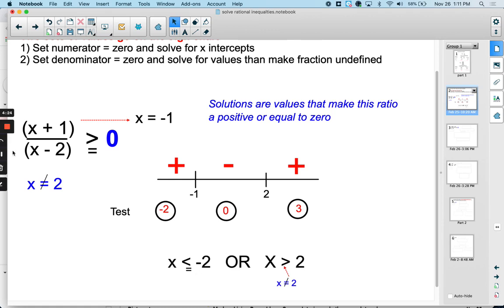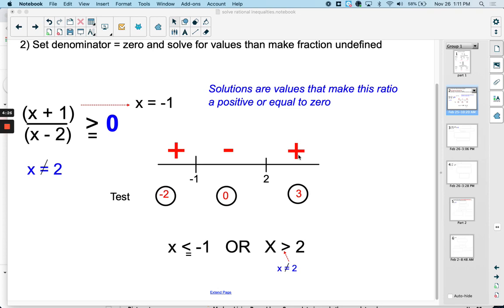That should be a bit of magic. This was a misprint. This should have said negative 1. X is less than or equal to negative 1, any value. And I'm including negative 1 because the original inequality says greater than or equal to 0. And when you plug negative 1 in here, you get 0. In union with x is just greater than 2 because we can't include 2, because we get an undefined situation here.